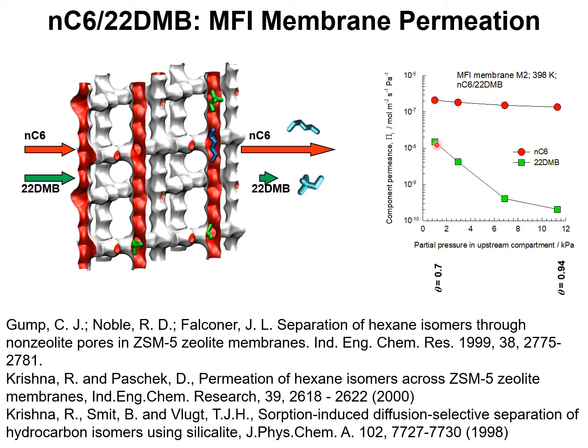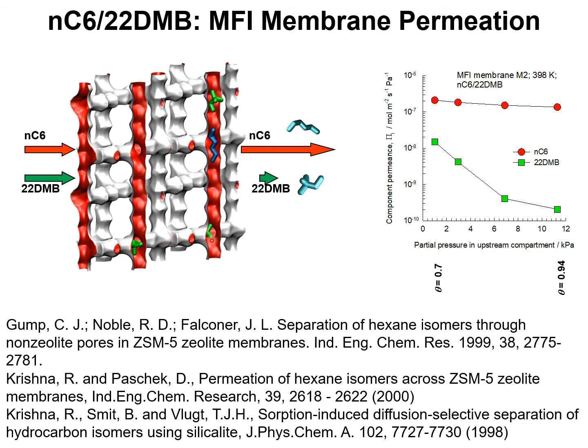For these conditions, for the first point, the pore occupancy is 0.7, and for this set of conditions, for the fourth experiment, the pore occupancy is 0.94. So this is further evidence of entropic exclusion of the di-branched isomer as the pore occupancy increases from 0.7 to 0.94.